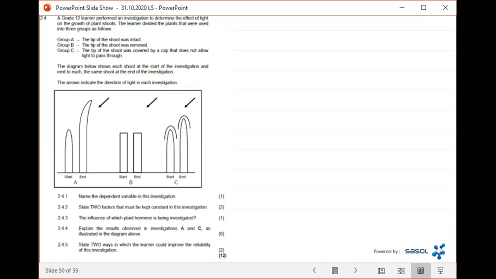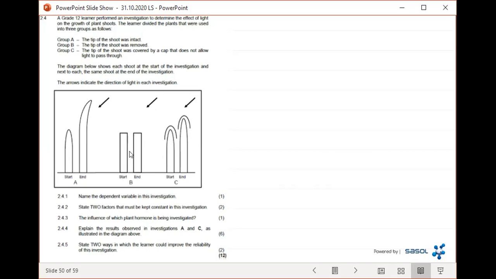It reads as follows. A grade 12 learner performed an investigation to determine the effect of light on the growth of plant shoots. The learner divided the plants that were used into 3 groups as follows. We have group A. The tip of the shoot was intact. So group A is this one. That was the start and that was the end.